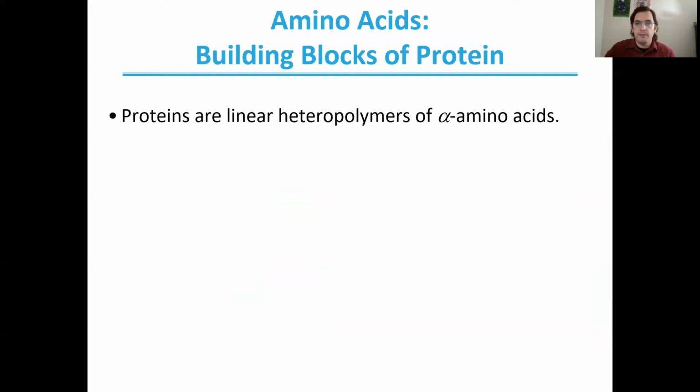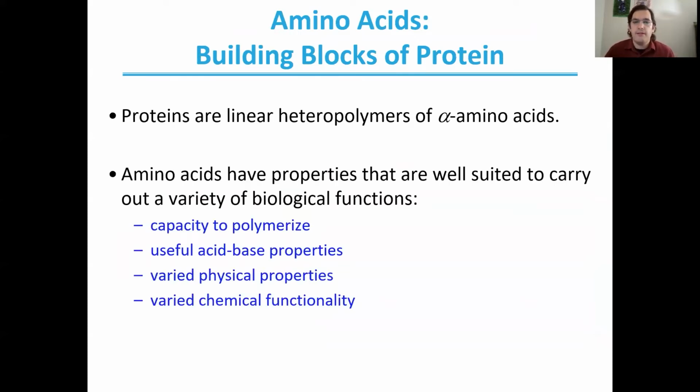So our proteins are built up from our alpha amino acids. Our amino acids have several key properties that will allow them to build our proteins and carry out these various functions. Of course, the most critical property is that they can polymerize easily, right? If we're going to be able to build these together to make our proteins, they have to have the chemical functional groups to allow them to link together. They also have useful acid-base properties, so they can participate in some of those very common acid-base reactions that we have in our body. They have various physical properties.